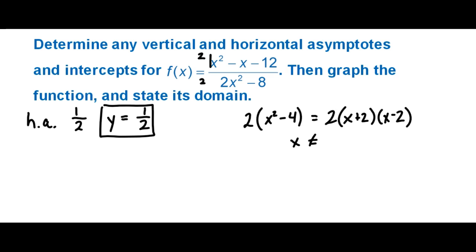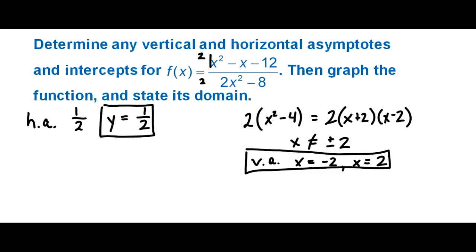So now we know that x cannot equal positive 2 or negative 2 because either of those would make this denominator a 0. So we have vertical asymptotes at x equals negative 2 and x equals positive 2. So there are my horizontal and vertical asymptotes.